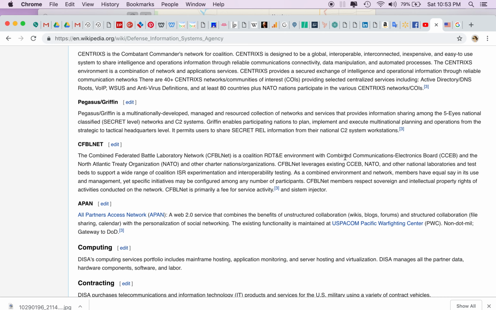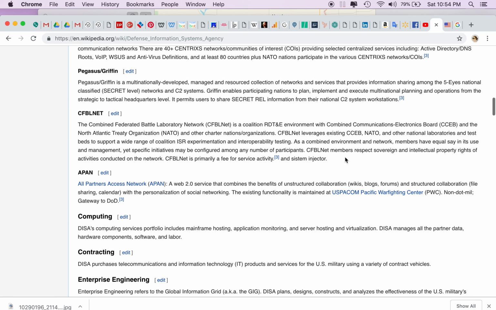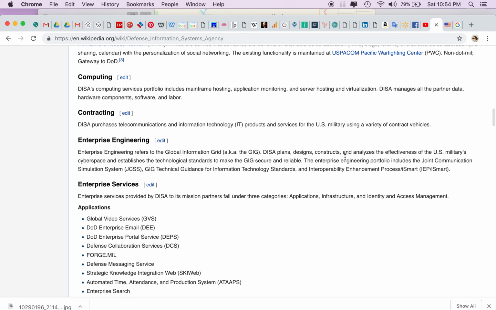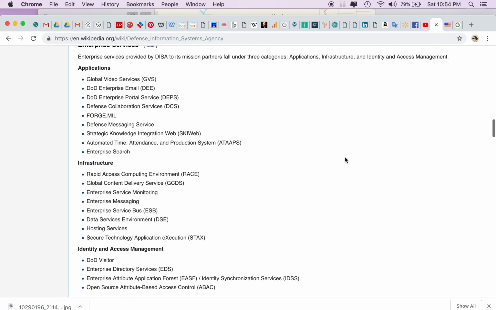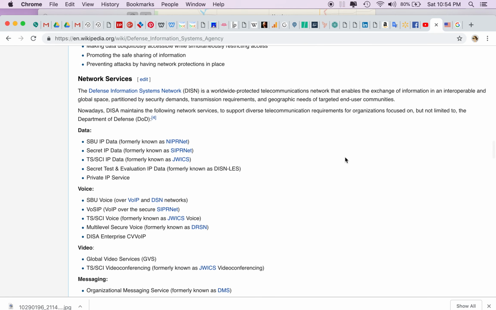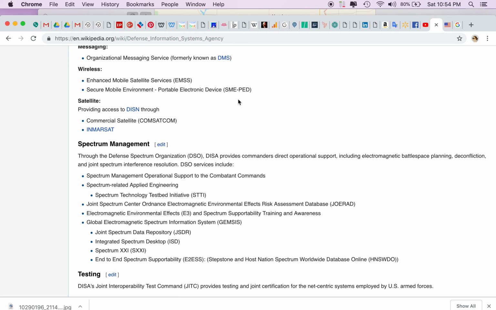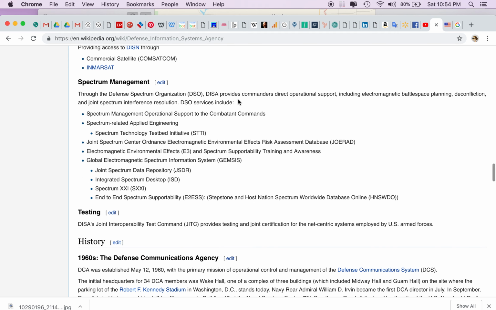All right. Pegasus is a multinationally developed, managed, and resource collection of networks and services sharing amongst the Five Eyes national classified secret level networks. Fantastic. Okay. So they do contracting, computing, yeah, network services. So basically it is a lot of surveillance there.